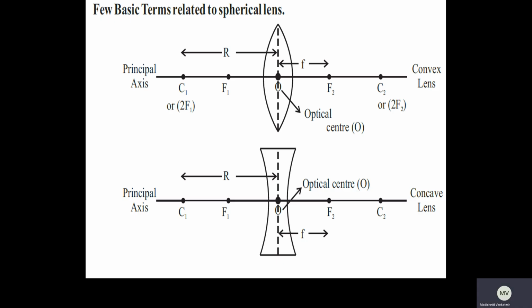Terms related to these lenses: you can see here the principal axis that is passing through the optical center, and C1, F1. C1 is the center of curvature, F1 is the focus on the left hand side, and on the right hand side F2 is the focus, and C2 is the center of curvature, and capital R gives us the radius of curvature, and f is the focal length. These are the terms that are related to lenses. This is not only applicable in the convex lens, but also in the figure below, that is concave.